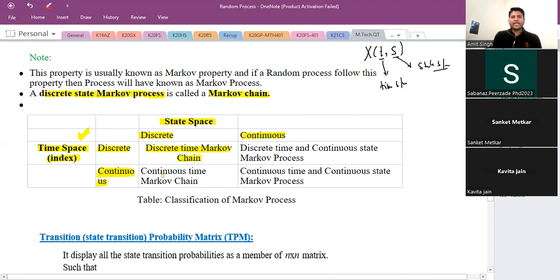At the same time, if the time is continuous, then we will call it a continuous time discrete space Markov process, or we can also call it a continuous time Markov chain. Sorry, Markov chain, because when I'm saying Markov chain, the word discrete is attached with state space directly. In the same manner, the third category is discrete time and continuous state Markov process. Here I am using the term Markov process because in Markov chain, the state space is discrete. So the total four categories are: discrete time Markov chain, continuous time Markov chain, discrete time and continuous state Markov process, and continuous time and continuous state Markov process.